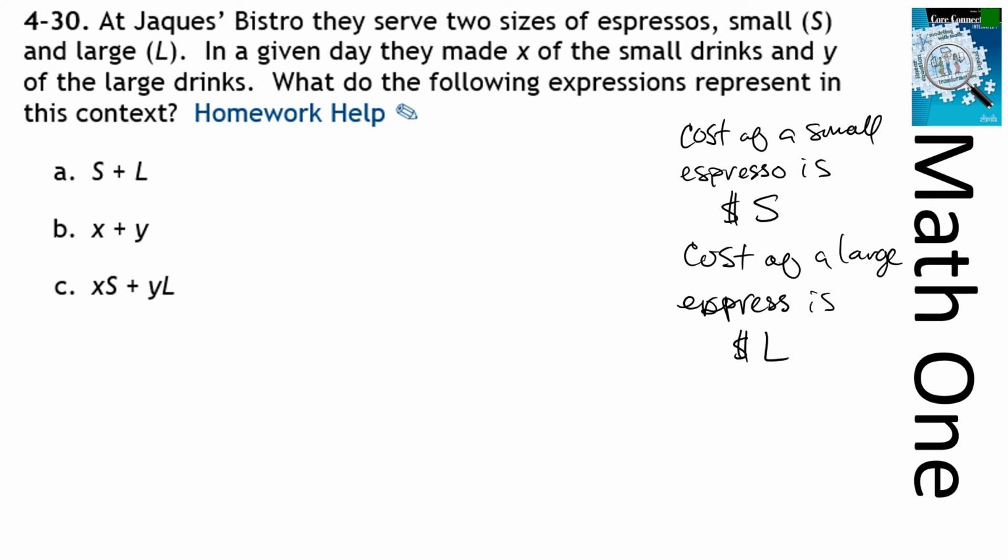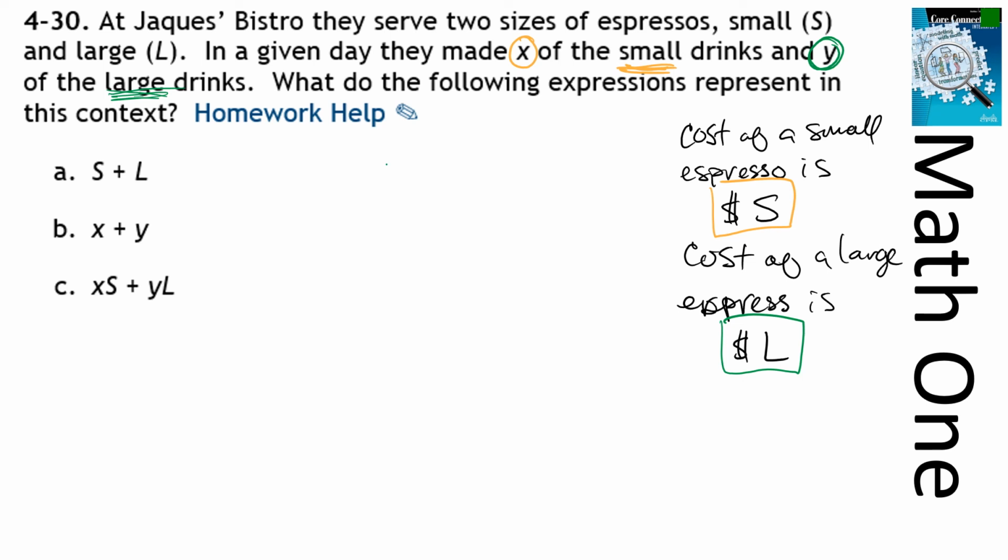Outside of that, I'm kind of scratching my head. It says in a given day, they made X of the small. So right here, they're telling me they've made X of the small drinks. And again, the small drinks cost S dollars each. And they made Y of the large drinks. And again, the large drinks cost L dollars each. So what does each of the following expressions mean in the context of this problem?